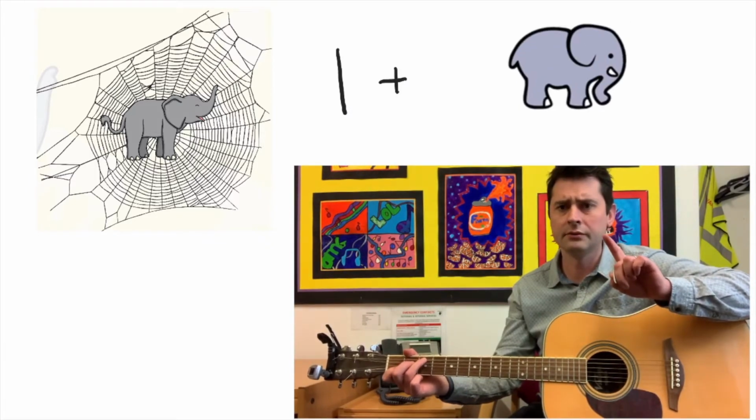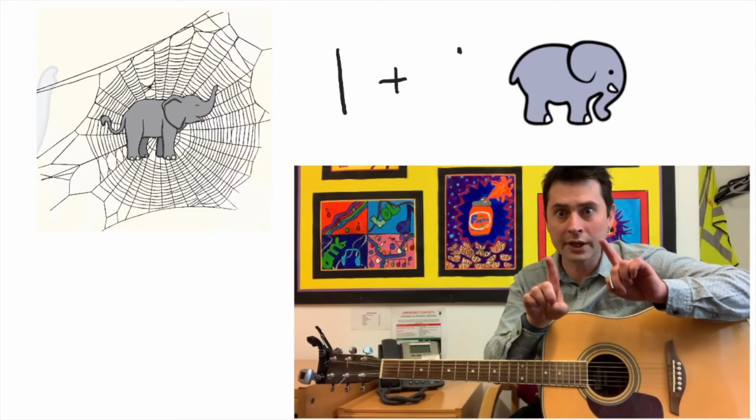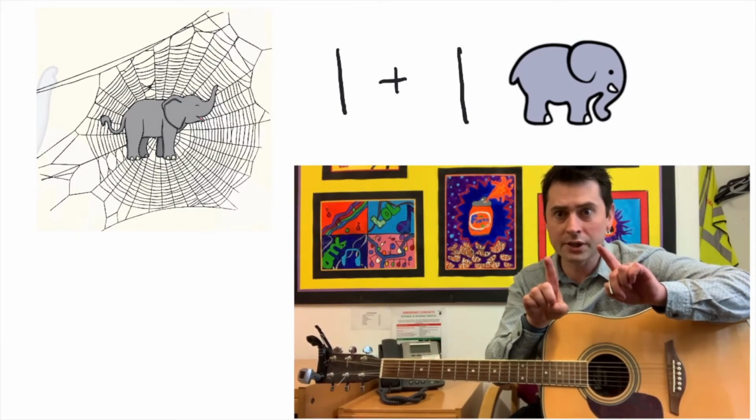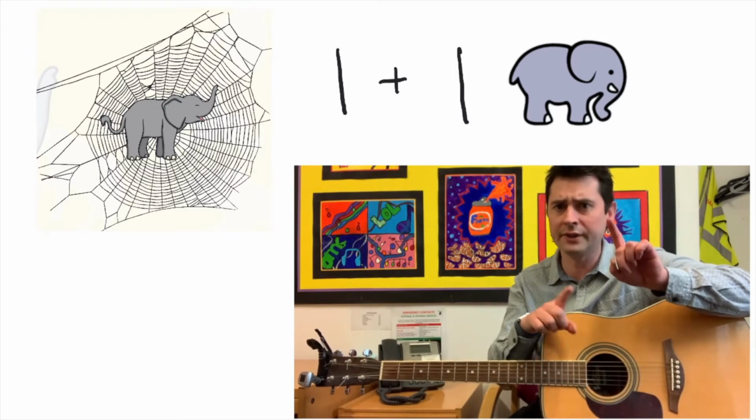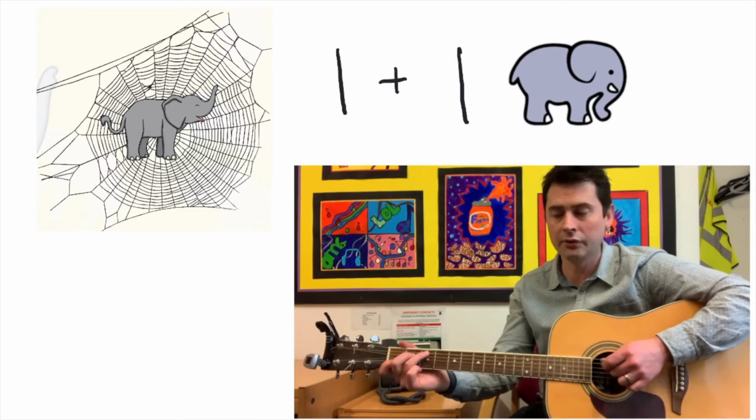One elephant and another elephant, can you represent that with your counting objects? If we have one elephant and another elephant comes along, how many have we got?